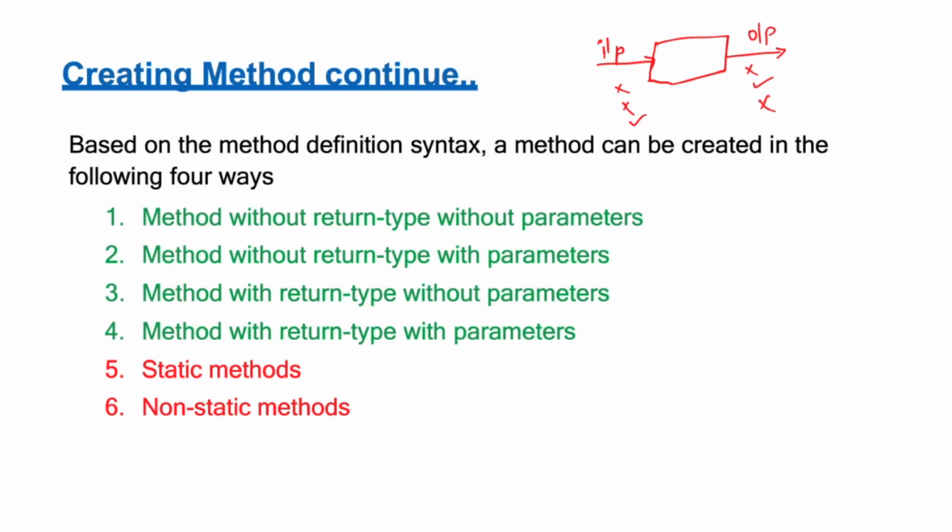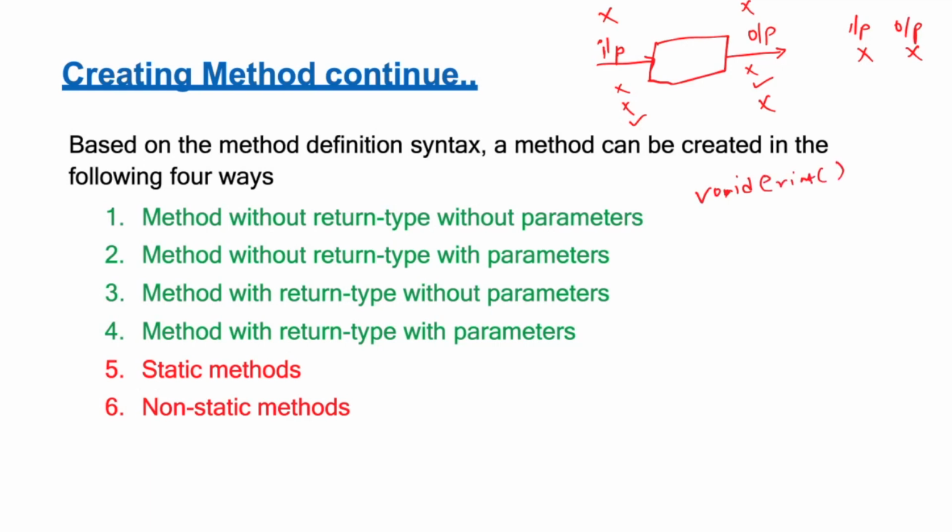The first type is a method without parameters and without a return value, meaning we do not give any input and there is no output. I will just draw it here: no input, no output. We will just write a method, for example, void print.